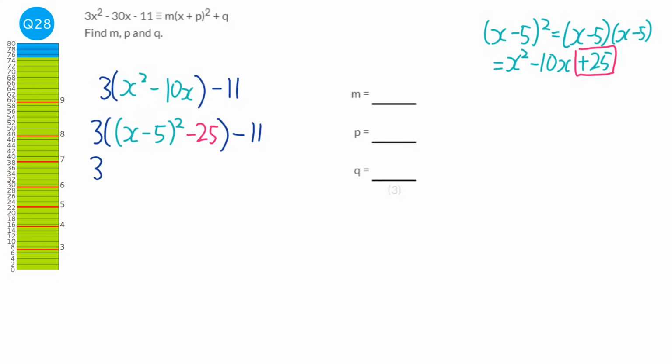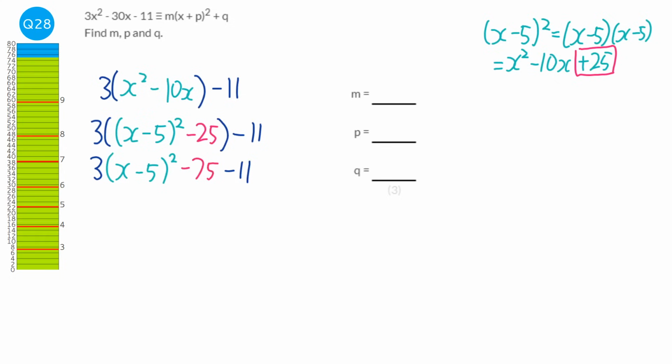So we're going to expand the brackets slightly. Going to leave the 3 on the outside of the x. In fact, let's keep the color scheme going. So we're going to have the x minus 5 squared bit there. 3 times minus 25, it's minus 75. And then we've got this minus 11 at the end.